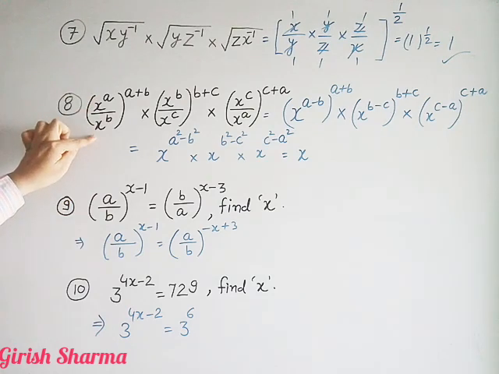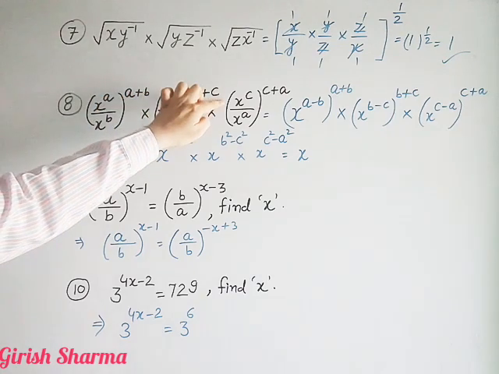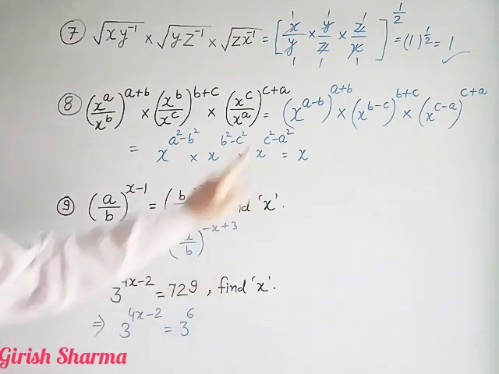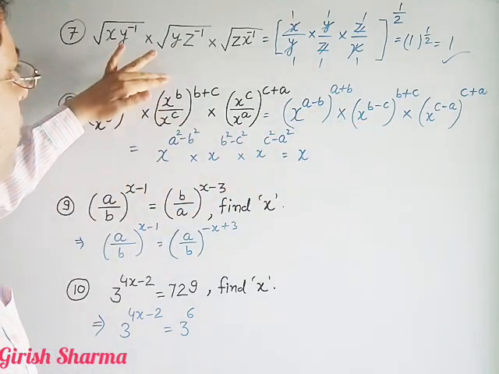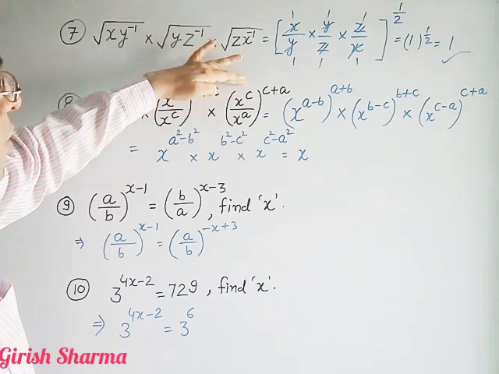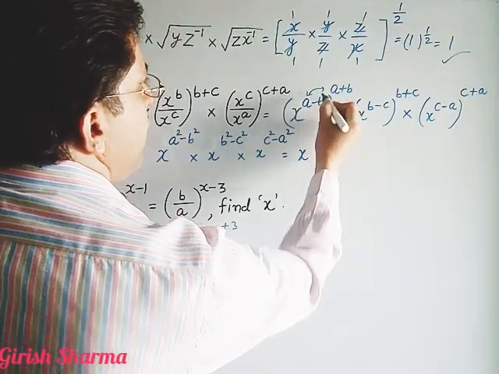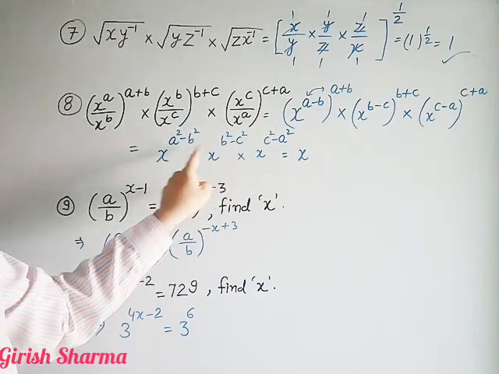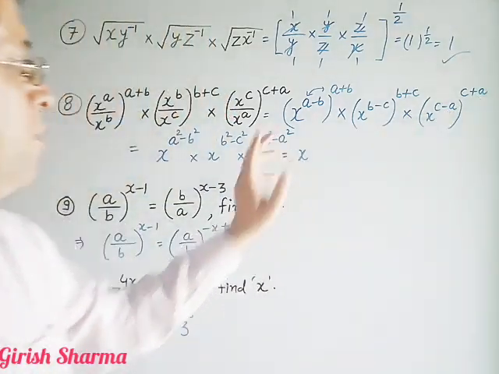X power a upon x power b, power a plus b; x power b upon x power c, power b plus c; x power c upon x power a, power c plus a. So what to do? See, base is same, division sign is given, then powers will be subtracted. This is x power a minus b, here a plus b, then b minus c, b plus c, then c minus a, c plus a. Okay, now see, this is an identity. X power a plus b into a minus b, a square minus b square, then b square minus c square, then c square minus a square.